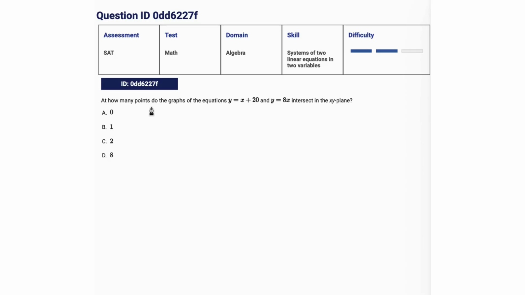At how many points do the graphs of the equations y equals x plus 20 and y equals 8x intersect in the xy plane? So I'm going to let you pause the video and try to solve it by yourself first.